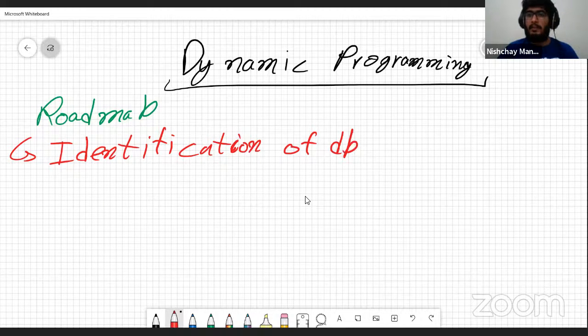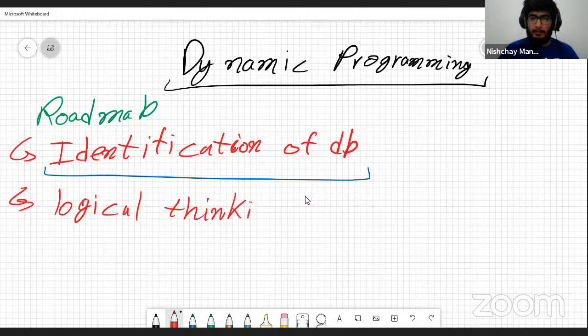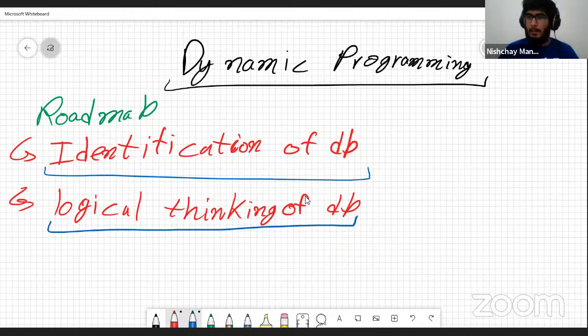Basically, you have to figure out if this problem is of dynamic programming or not, right? Many a time you don't know what kind of concept this problem is using. So first you have to figure out this problem is of dynamic programming, right? Then the next part is the logical thinking part of dynamic programming, right? And this would be the main part, and these two parts are closely linked together.